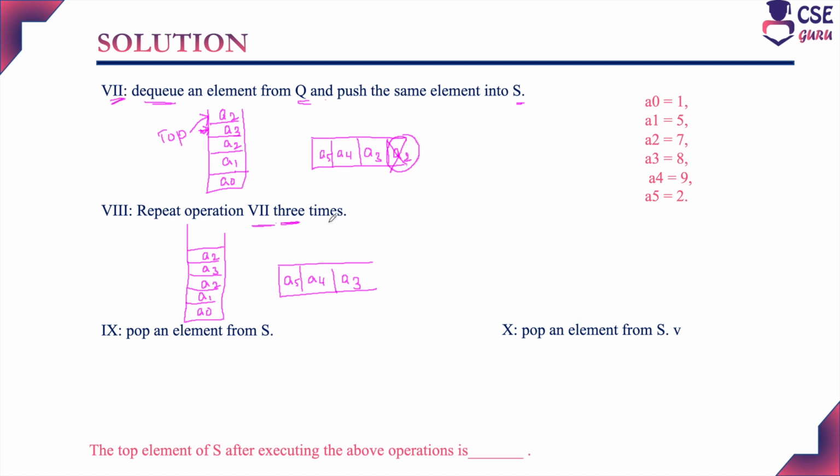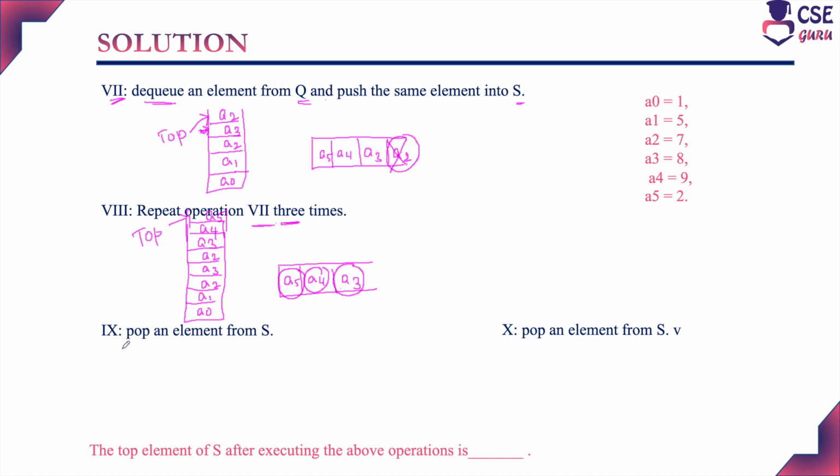Three times. So the first time, dequeue an element from the queue and push the same element into the stack: dequeue A3 and push it into the stack. Second time, dequeue A4 and push it into the stack. Third time, dequeue A5 and push it into the stack. So now the stack top element is A5 and Q is empty now.